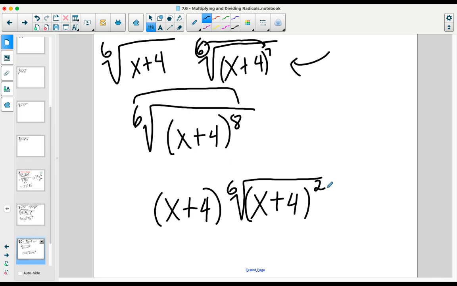So you saw in all 3 of these examples the exact same thing. We have 2 separate factors that were being multiplied together. We had 2 separate radicals that were being multiplied together. We combine their radicands, and we simplify from there.